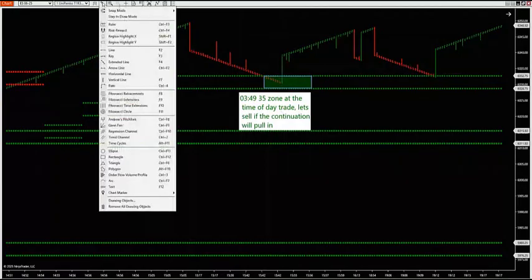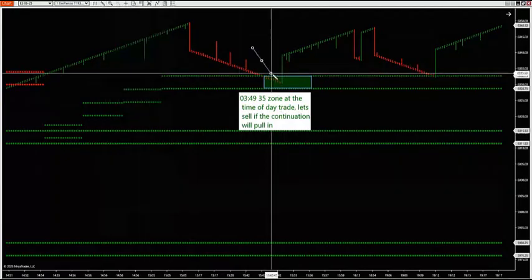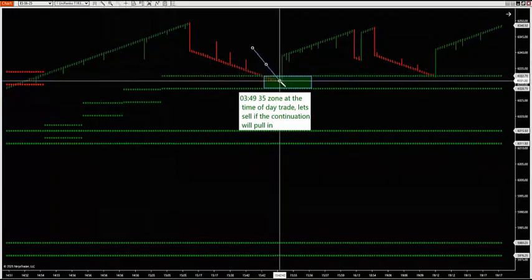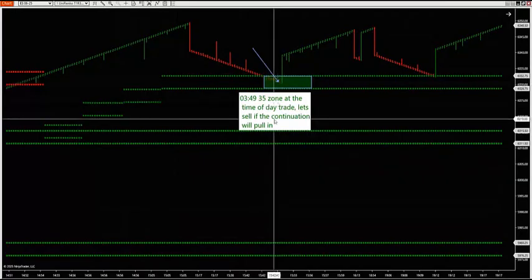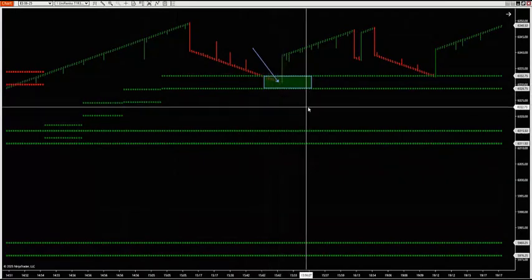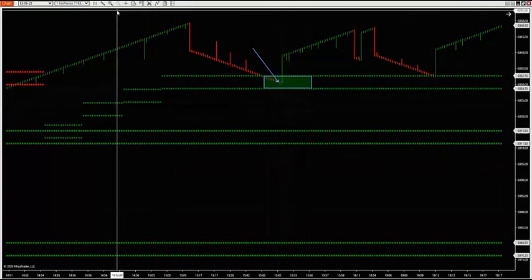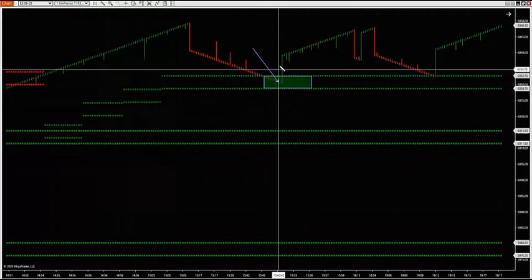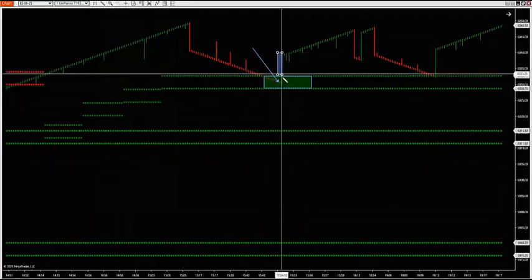So as it came in here, it got right inside here, right there at 1342. I posted 1349. I said zone at the time of trade, at the time of day trade. Let's see if we have a continuation. So once you get it, it's a buy continuation, not a sell continuation. Once you get it, it came into it. There's your buy continuation.